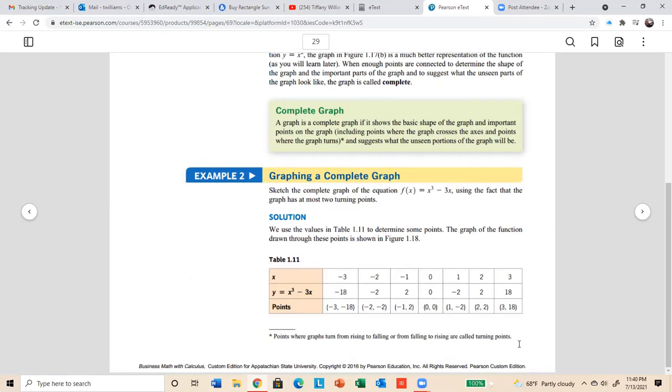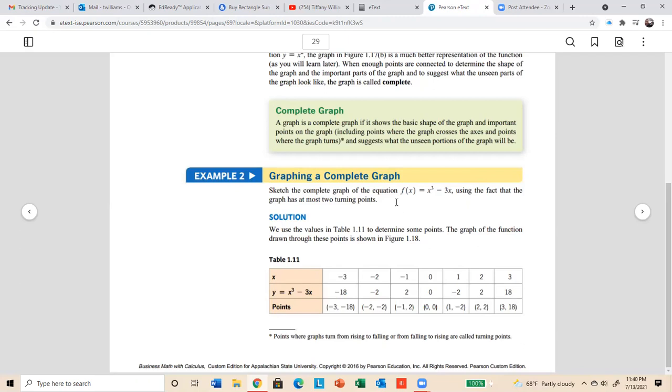So what this is saying is they're basically coming out and saying not everything we're going to give you is going to be linear, which means that you have to make sure that you're getting the full graph. I'm going to show you an example here in a second of one where you really have to work to make sure that you get the full graph. But we're going to start off with an easy one first.